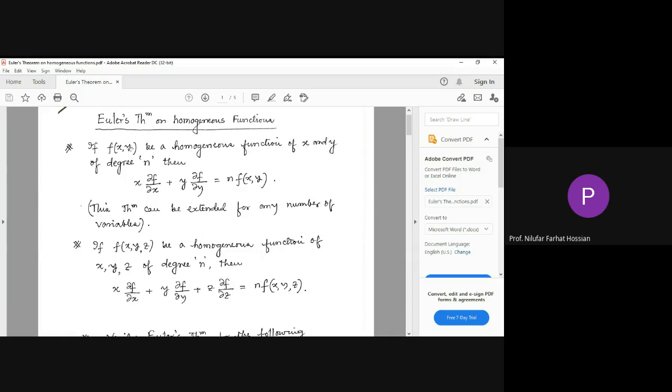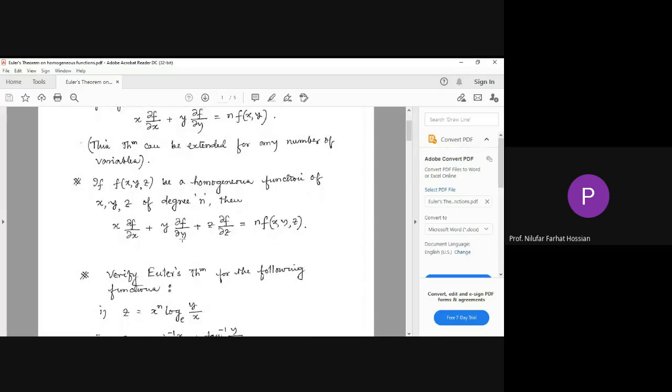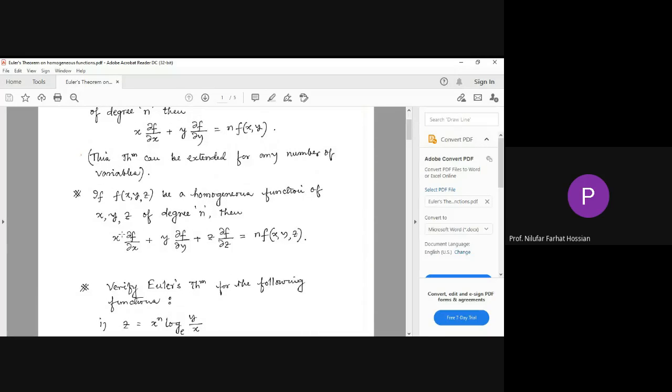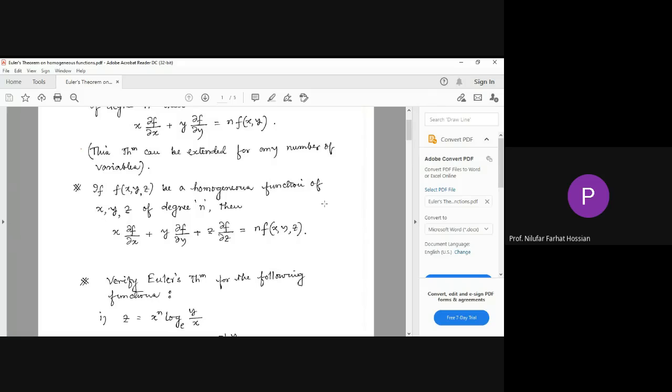Here we have only two variables. If you have three variables, say x, y, z, in that case the theorem will state that there will be three terms: x into del f by del x plus y into del f by del y plus z into del f by del z. This will be equal to just the same thing, n into the original function f of x, y, z. So here, no proof is needed. I'm not giving you the proof, just try to memorize this theorem.